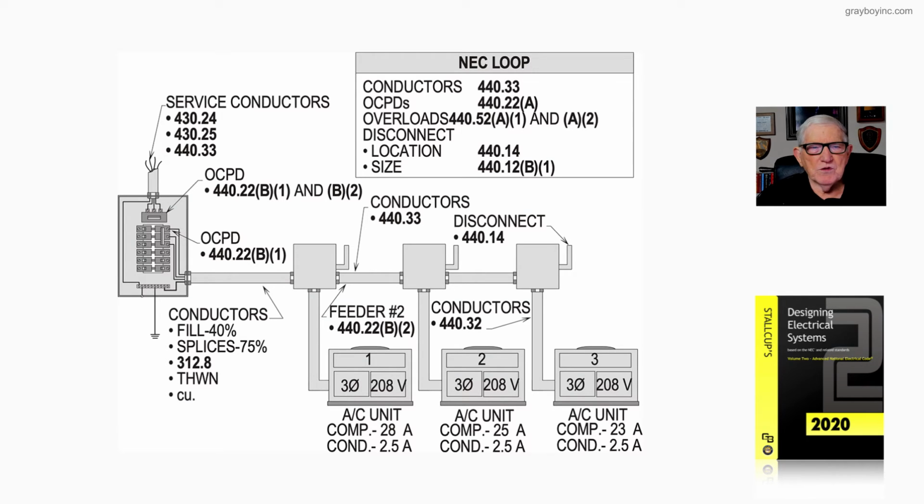But now notice we're sizing our conductors, and so we're looking at sizing the conductors in accordance with the NEC, and we will size our conductors based upon 125% of the largest unit plus 100% of the remaining units. So we'll be looking at 440-33 basically. And next we will perform the calculation.